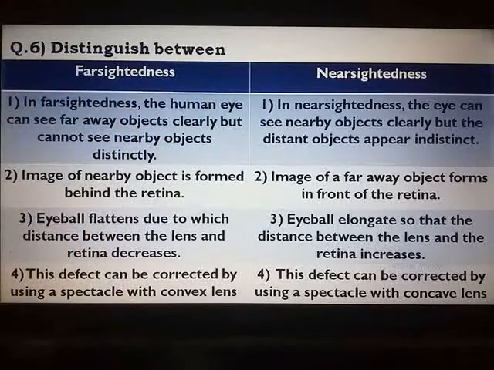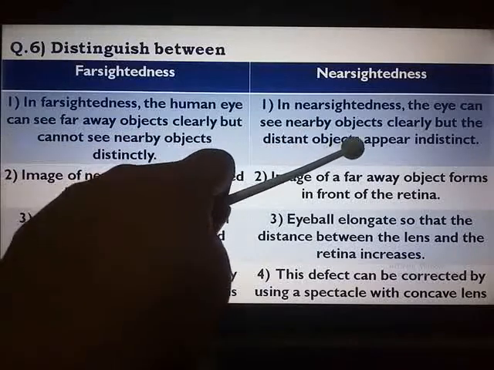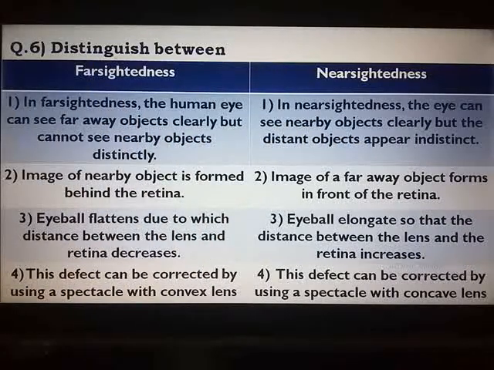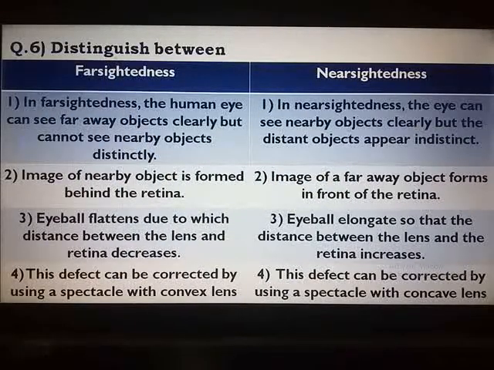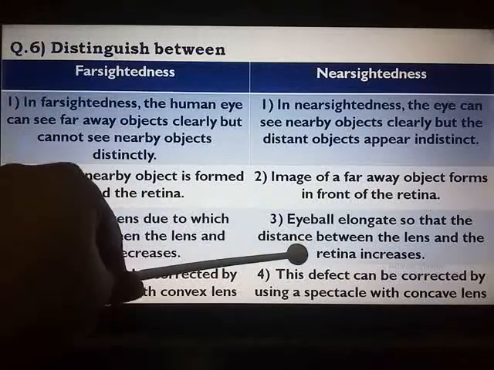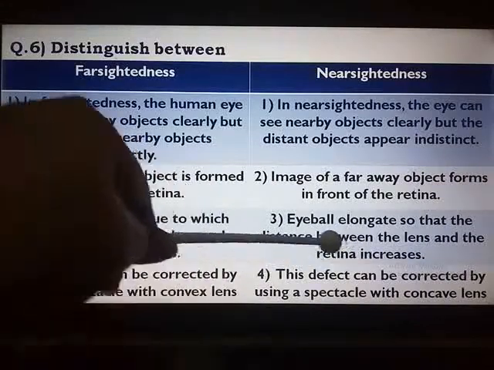Nearsightedness, same, page number 88. It is the first defect. The first line below the heading nearsightedness on page number 88. In nearsightedness, the eye can see nearby objects clearly, but the distant objects appear indistinct. Then you have to leave 2 more lines. Below that you will have image of a faraway object forms in front of the retina. Then the 2 reasons which are there, club and shorten the point. Eyeball elongates so that the distance between the lens and the retina increases.